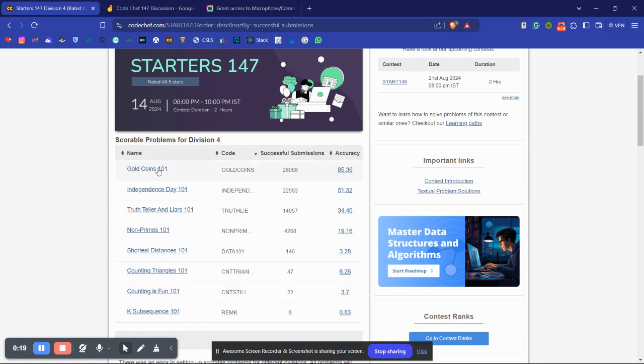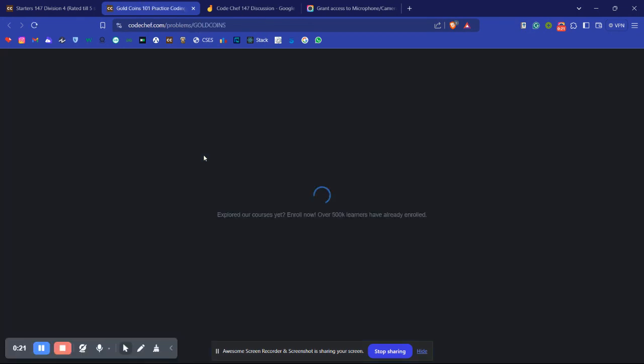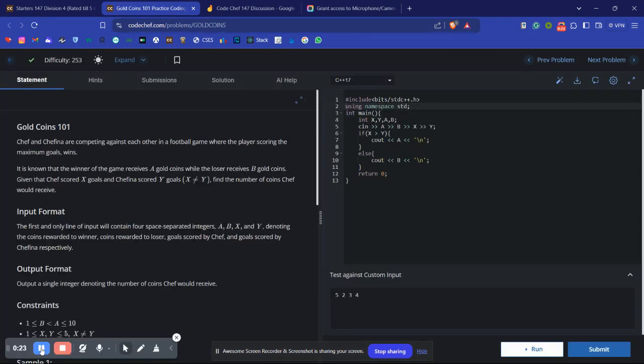Let us see the first question, Gold Coins. In this question, the winner in a prize competition gets A gold coins and the loser receives B gold coins. The game is played between only two people, Chef and Chefina. What we are interested in finding out is how much money the Chef has earned.